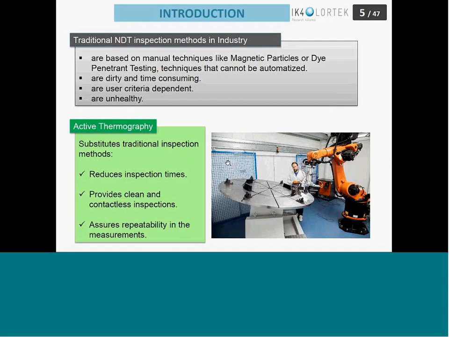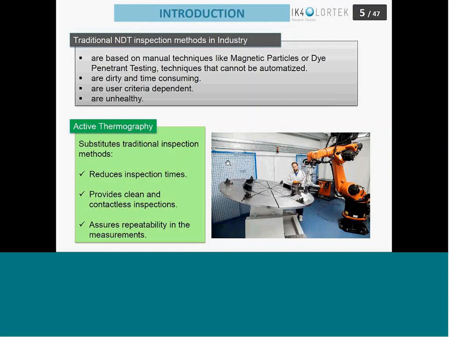Good morning, everybody. Well, I will begin with a little introduction that explains why we use active thermography for defect detection in industry. Traditional non-destructive test inspections in industry are usually based on manual techniques like magnetic particles or dye-penetrant testing, which cannot be automated. And what we want is this automation. They are dirty, they are time-consuming, and they depend on user criteria. This is why we want to introduce algorithms which will help us to remove this subjectiveness in the measurement.